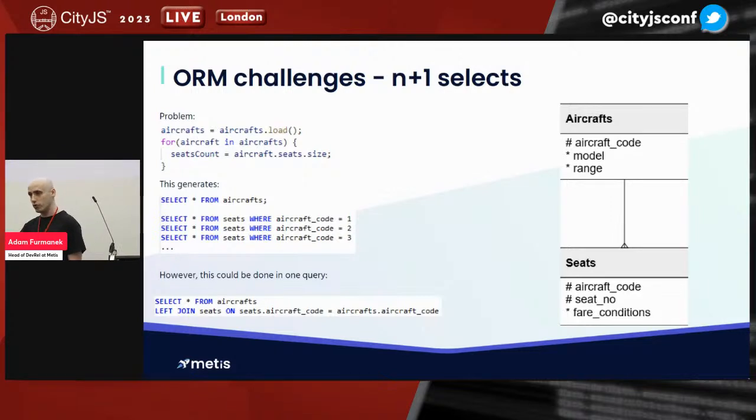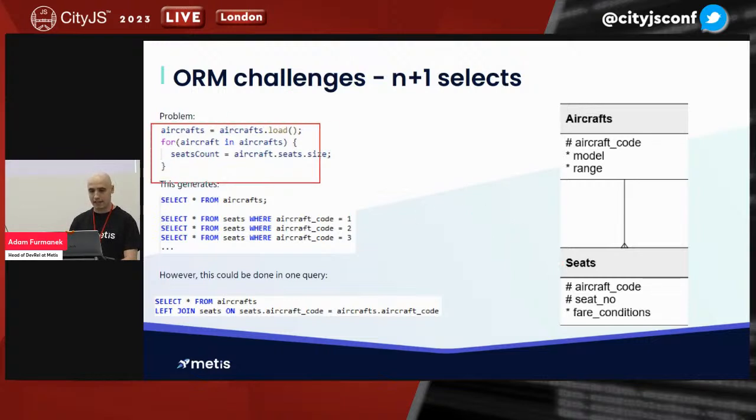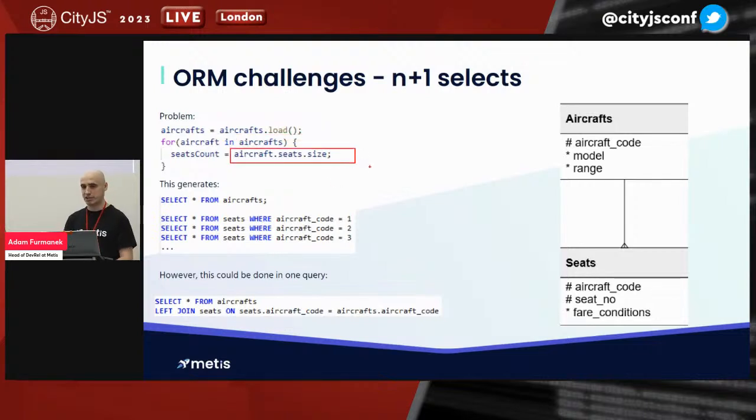Meaning that if you use an ORM library, the worst part of ORM is that it hides so much of the configuration behind the scenes, right? The one problem you probably all know about is n+1 selects. So we have an aircraft table that is related one-to-many with seats. And we write seemingly innocent code that basically loads all the aircrafts, and then for each aircraft we just get the seats, right?